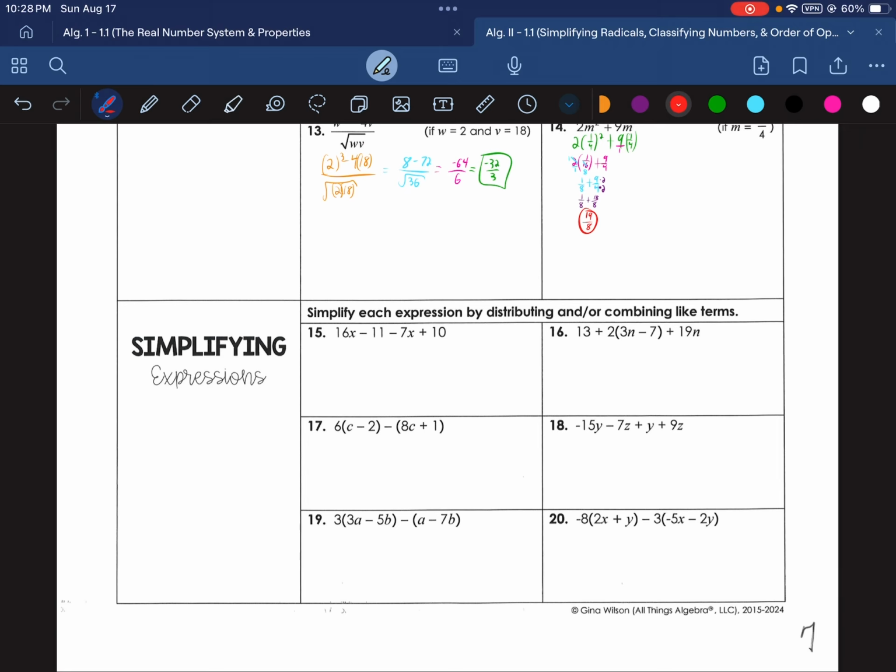Our last problem set for the day, 15 through 20. Simplify each expression by distributing and or combining like terms. So a quick reminder, like terms are any terms that have the same variables to the same powers. So whether that's no variables or the same variable x's or the same multiple variables like x, y, z, or it's like x squared y, whatever it is, the only thing that can be different between like terms are the numbers that you see or the signs that you see.